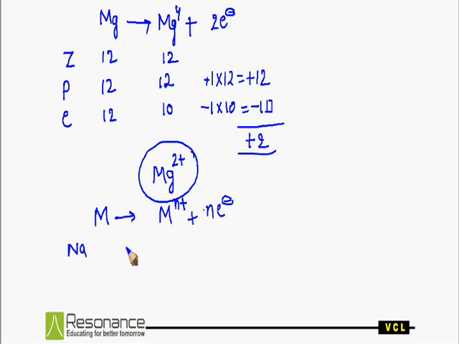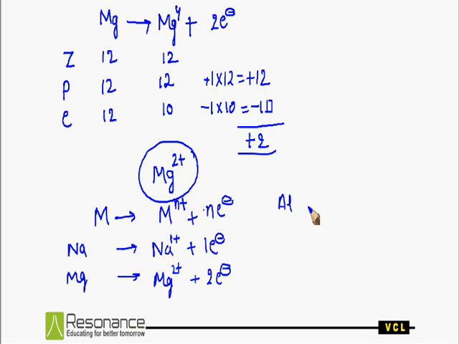Suppose for sodium, it releases 1 electron, so the charge will be 1 plus. In case of magnesium, it releases 2 electrons, then the charge will be 2 plus. In case of aluminium, it donates or releases 3 electrons, then the charge will be 3 plus on aluminium.